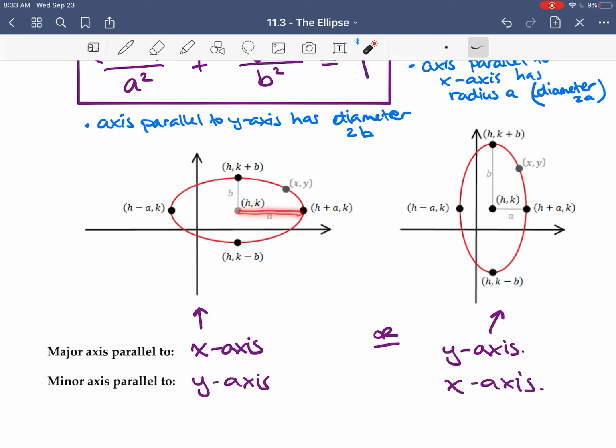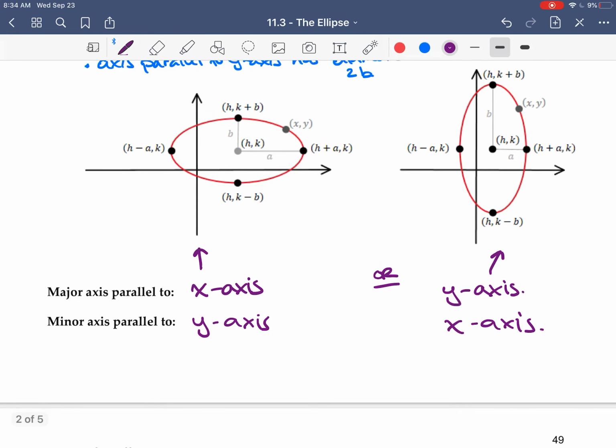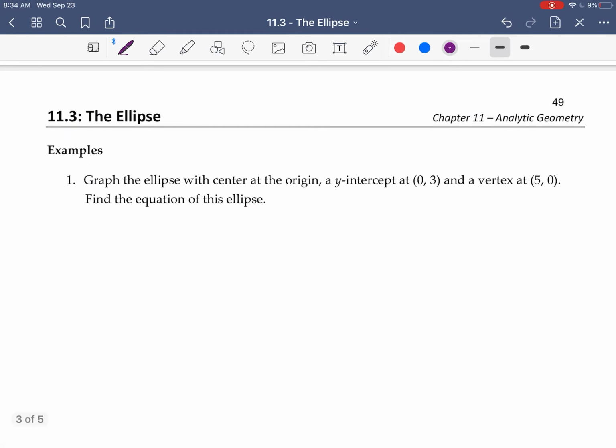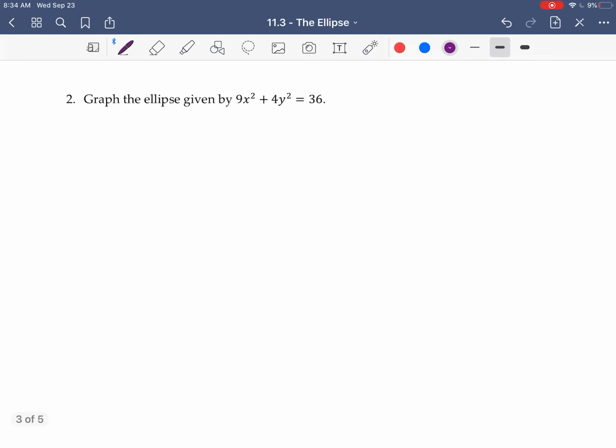Here a is bigger than b, and when a and b are the same, that's actually a circle. Note, if a equals b, then it is a circle instead. So that's the form. Let's do a couple of examples. I'm going to skip this first one and leave it for you to do, but let's do this one here.